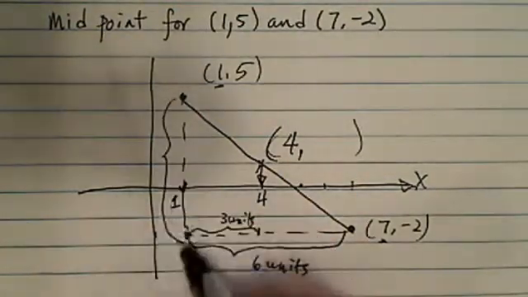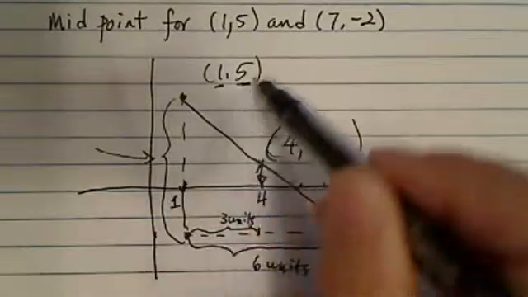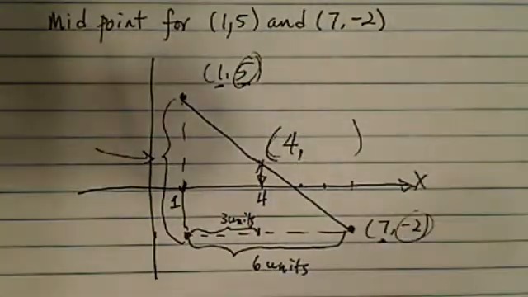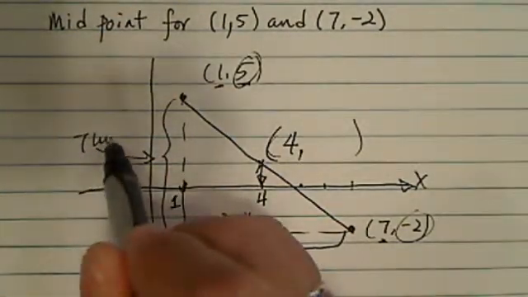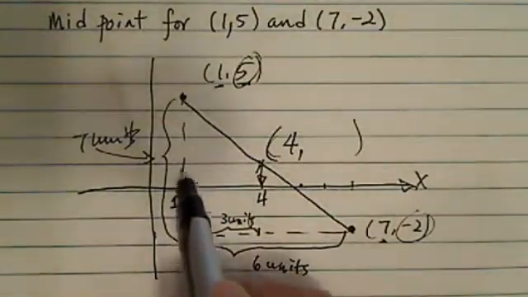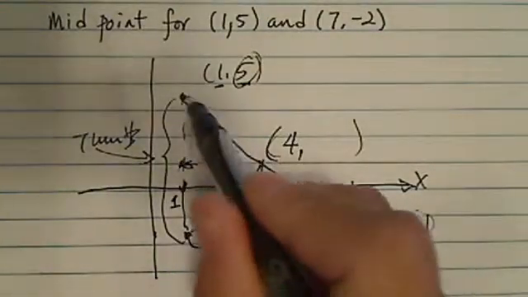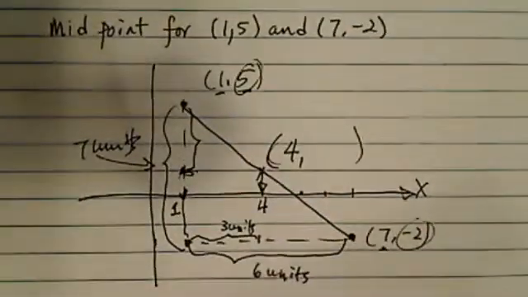The y direction over here, let's subtract it. We went from 5 all the way down to minus 2. That's the difference of 5 minus minus 2, which is 7 units. Okay, so let's put 7 units there. And half of that, okay, that's this unit. Half of that unit is 3.5.